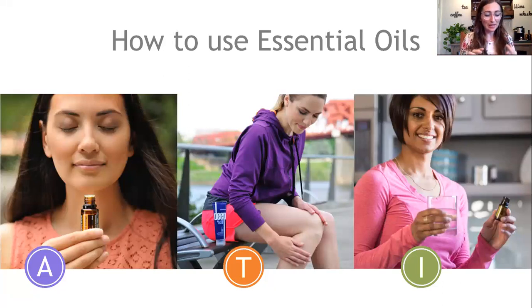But the great thing about doTERRA essential oils is there's actually 3 different ways that you can use them. So the first and the most basic way to use them is aromatic. I think most people, when you think of essential oils, think, oh, I want my house to smell good, or, you know, it smells so lovely, right? That's the first thing that comes to mind. The second way you can use them is topically, and then the third is internally. There are different reasons why you'd turn to each method, so we're going to break that down a little bit more.